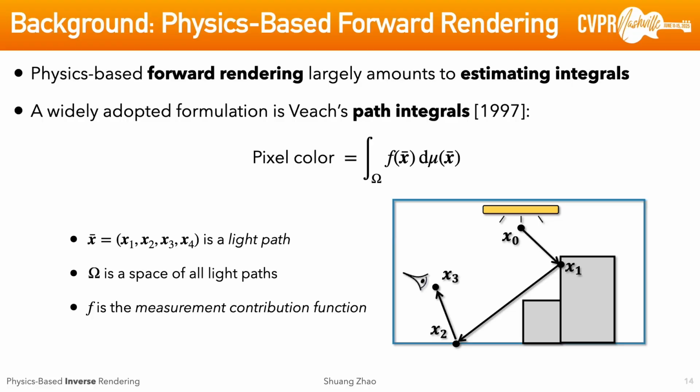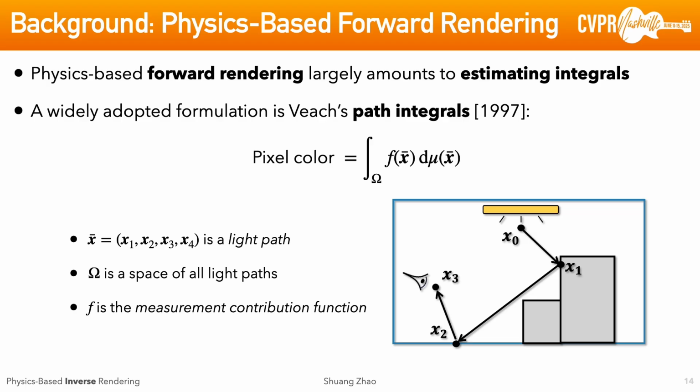So I'll explain what the proper way to handle this is, very briefly. The reason I just discussed integrals is because rendering largely amounts to estimating integrals, right? Even if you only consider direct illumination, you still need to integrate over all incoming directions, right? When you have environmental lighting and so on. And in our case, when you want to talk about general physics-based forward rendering, a well-known formulation introduced by Eric Veach in 1997 is called the path integral formulation.